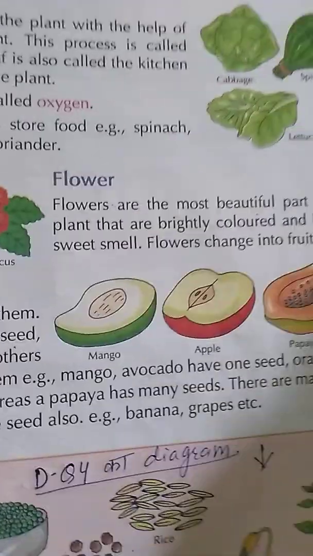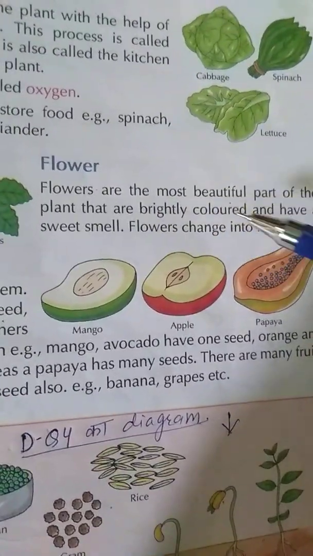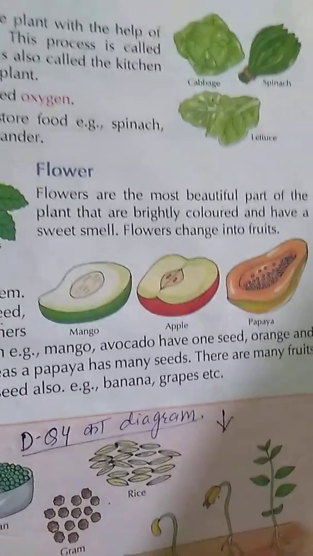Now flowers. Flowers are the most beautiful part of the plant, brightly colored and with a sweet smell. Flowers change into fruit.